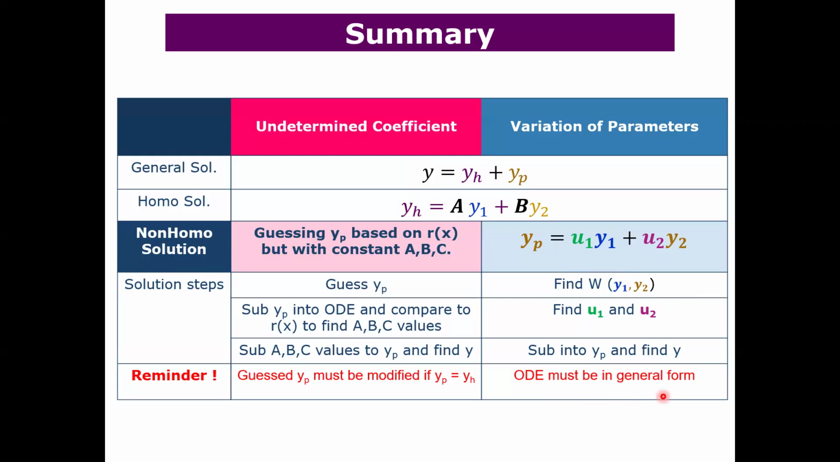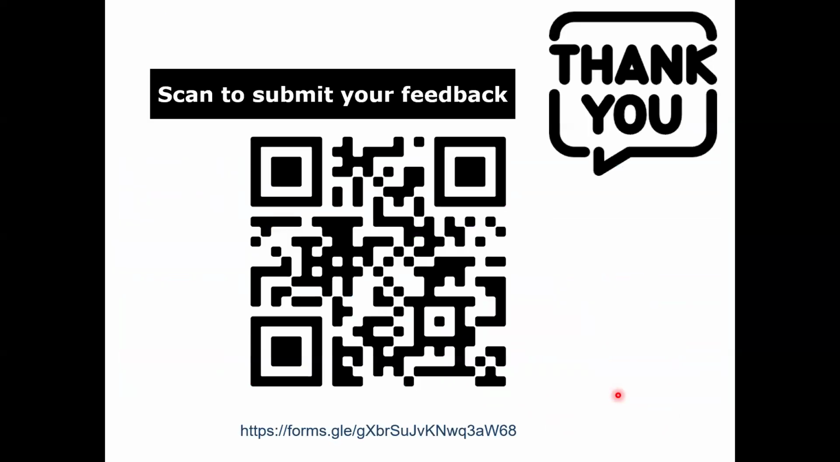How to know if it's general form or not? See the numbers in front of y double prime. There shouldn't be any numbers in front of y double prime for an ODE in general form. All right, that is all for lecture 8.